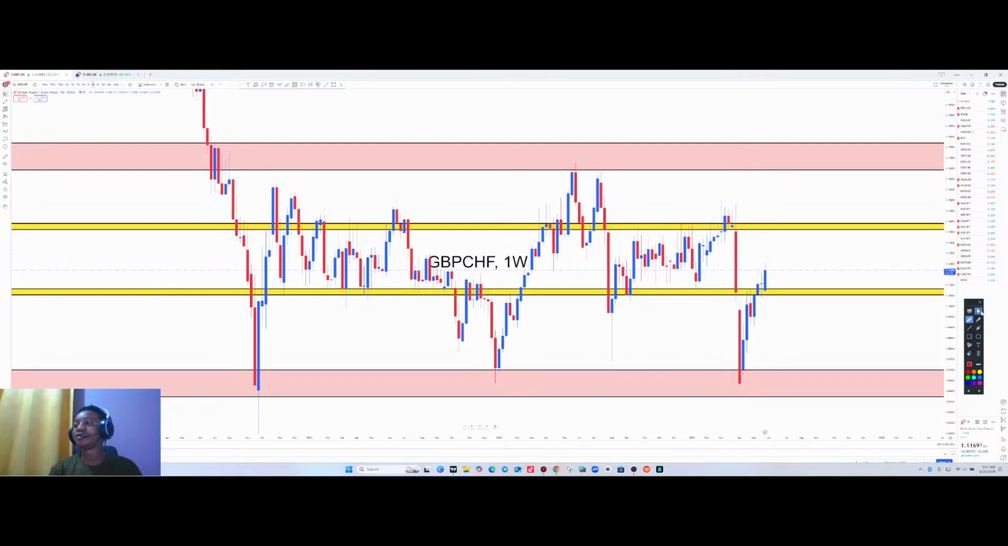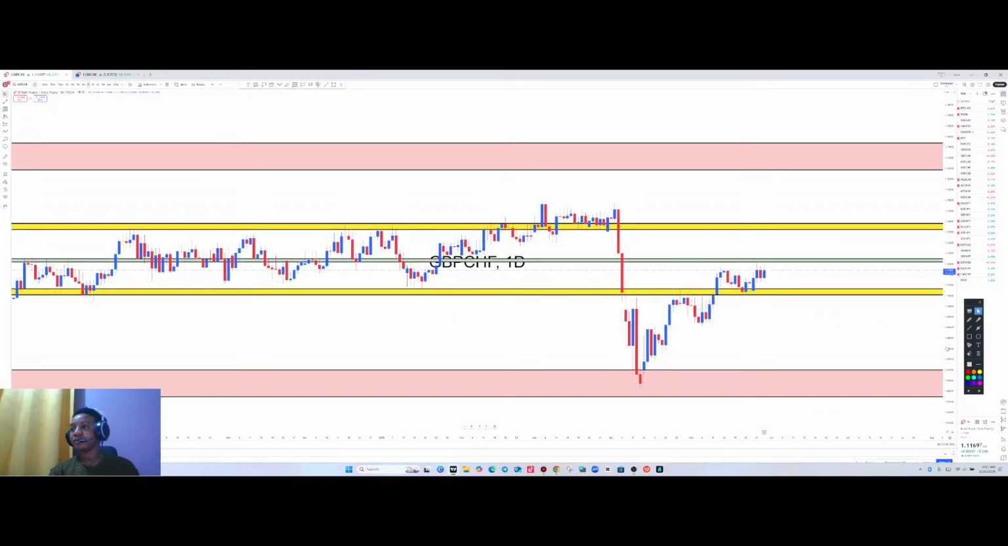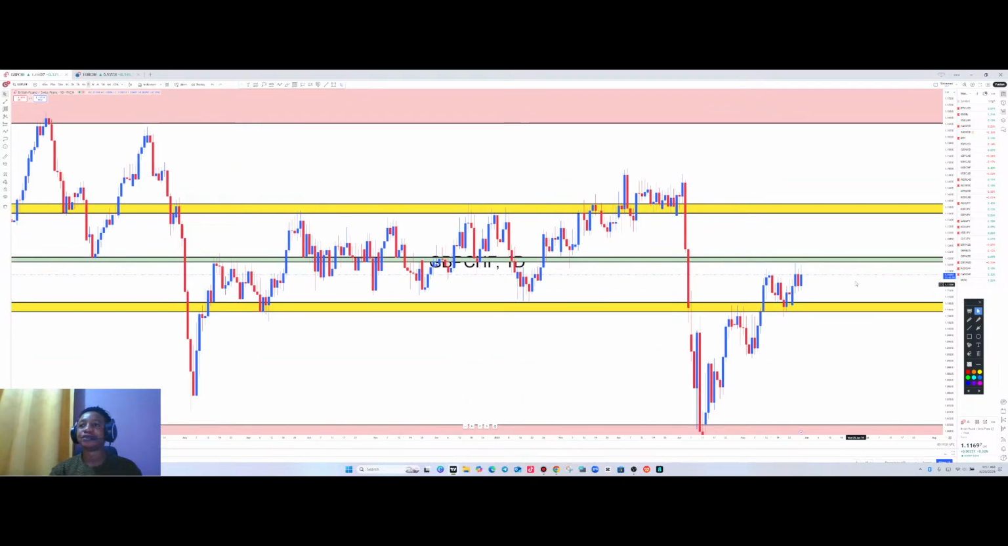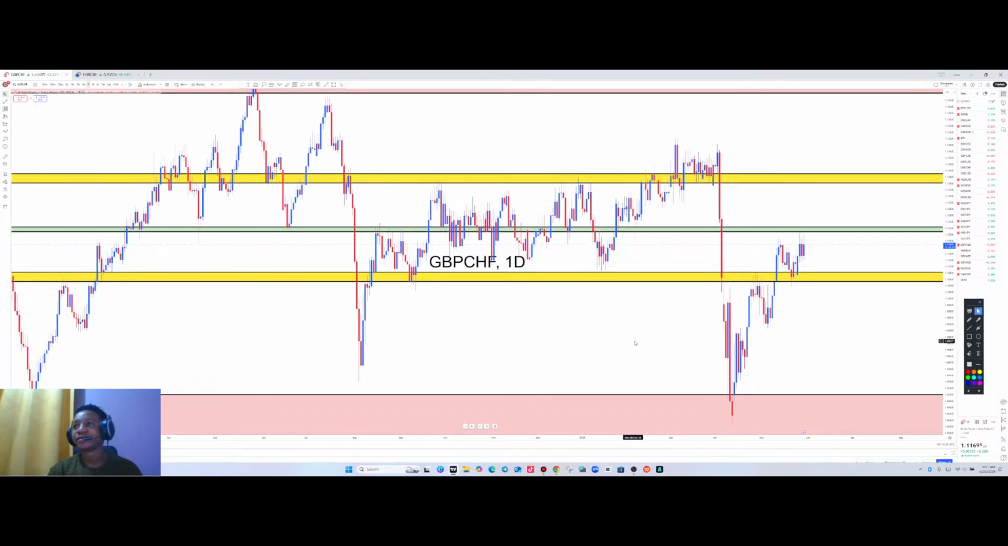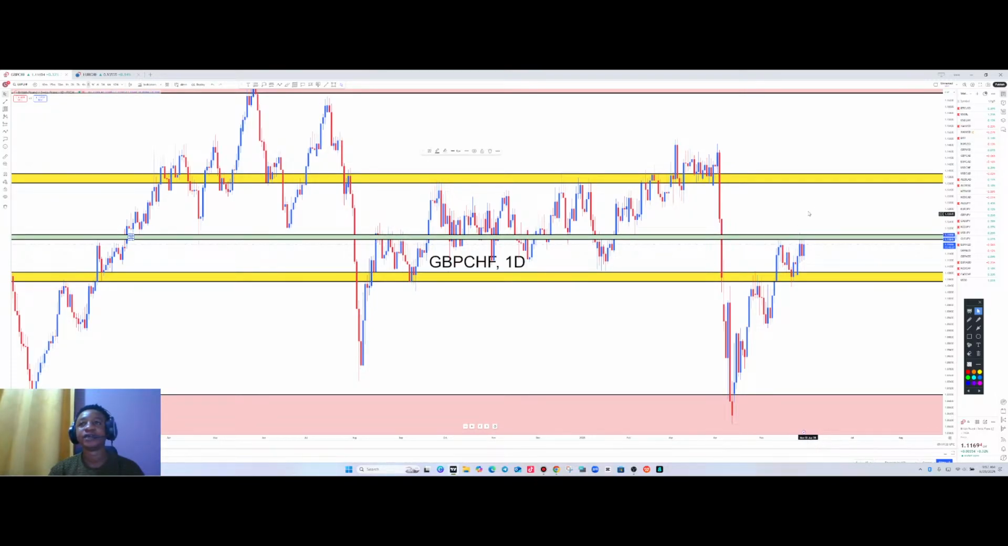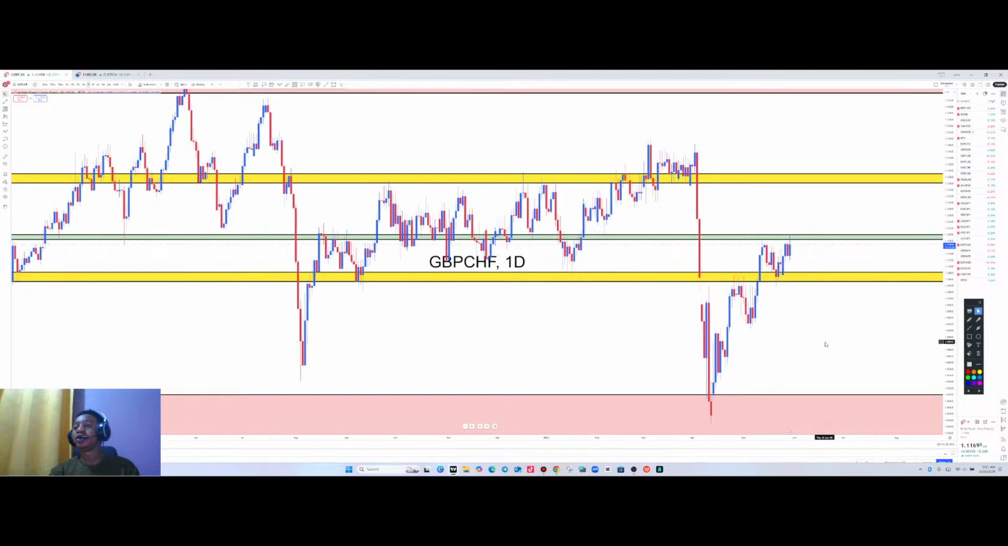All right, let me take it further down to the daily time frame to continue with the analysis. So this is the daily time frame of GBP CHF. Let's also explain the daily. Okay, let me adjust the level here. Let me adjust the daily level. Okay, very good. So on the daily time frame, what do we also have here?